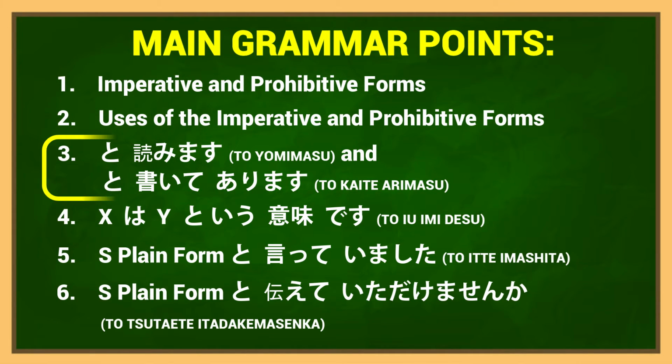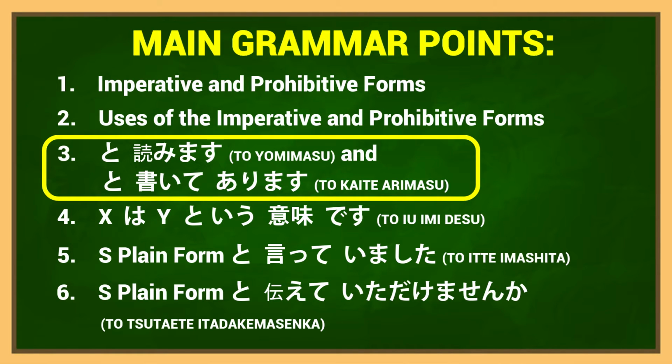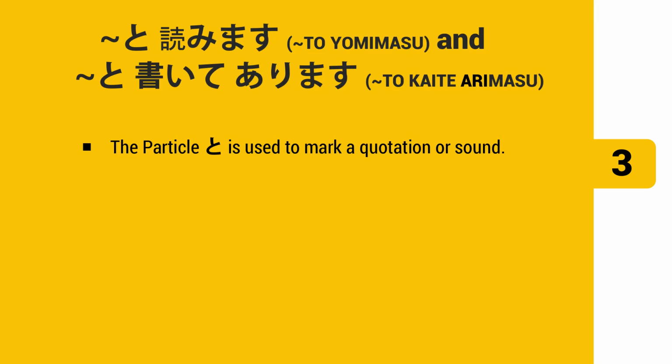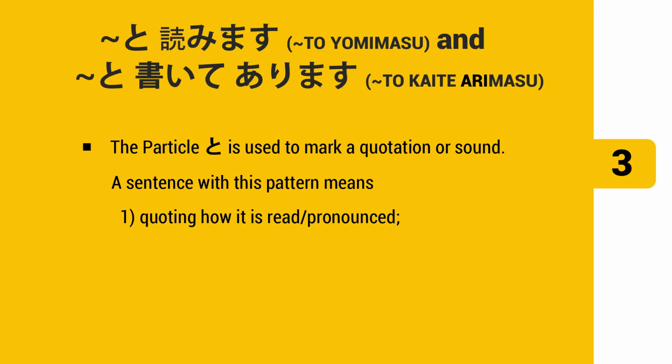Next topic is to yomimasu and to kaite arimasu. The particle to is used to mark a quotation or sound. A sentence with this pattern means quoting how it is read or pronounced, or quoting what is written. Let's take a look at some examples.